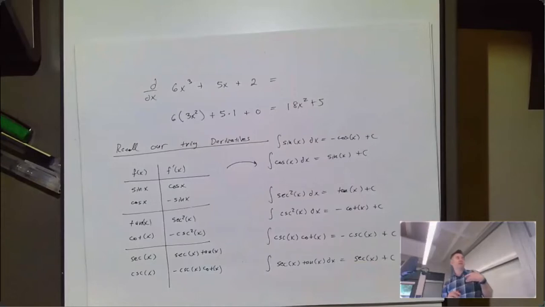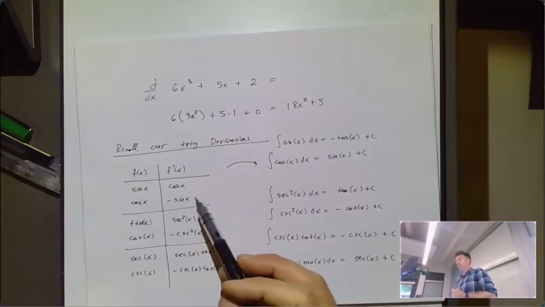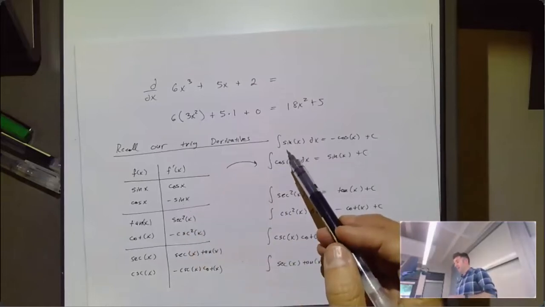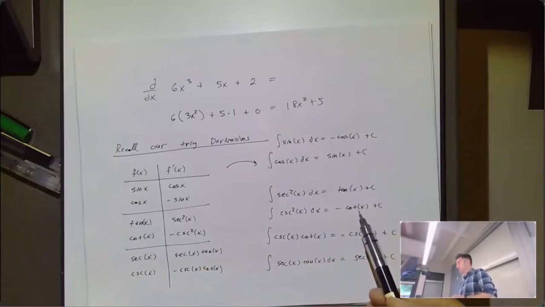The only thing that's a little tricky here is the ones that are negative, right? So if you know that the derivative of something has a negative in it, then the antiderivative of that thing is going to kind of be negative as well. So the antiderivative of sine is negative cosine. The antiderivative of cosecant squared is negative cotangent. The antiderivative of cosecant cotangent is negative cosecant, but not too awful.